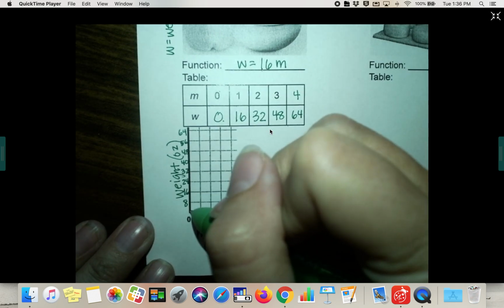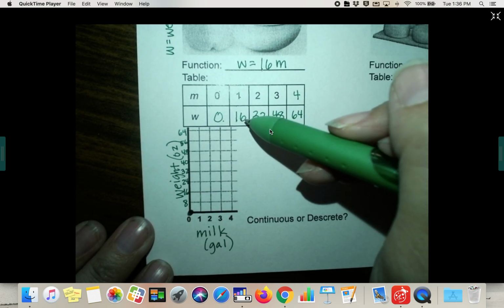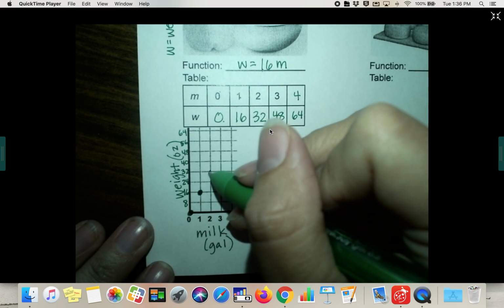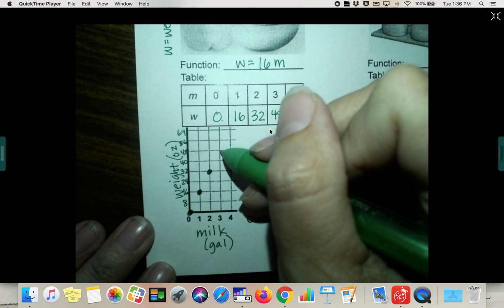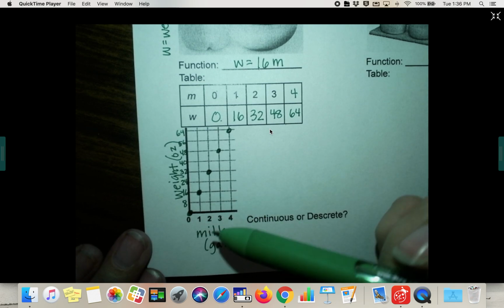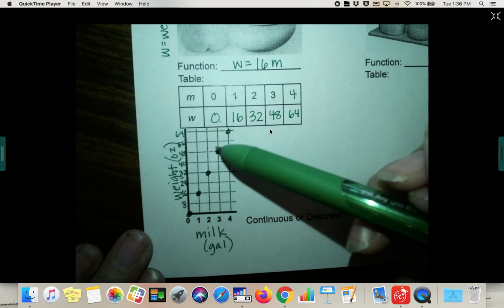Okay, so at 0, we're going to plot a dot at 0. 0 milk, 0 weight. At 1, you have 16. At 2, you have 32. At 3, you have 48. At 4, 64. So let's talk about whether I can draw a line connecting these.